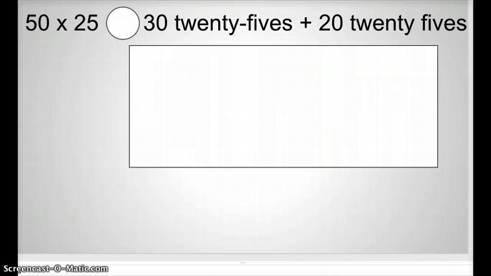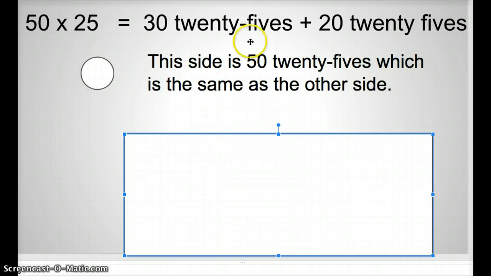50 times 25, and then I have 30 25s plus 20 25s. Well, what's 30 plus 20? It would equal 50. And it's 50 25s, and that is the same thing that I see on this side. So you should have an equal sign right there. And to explain it, you would say this side is 50 25s, which is the same as the other side. That's all you would have to explain.